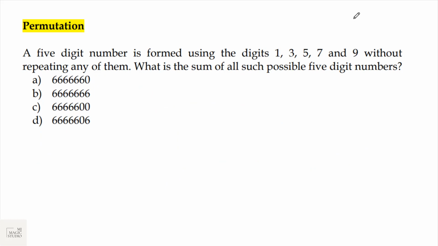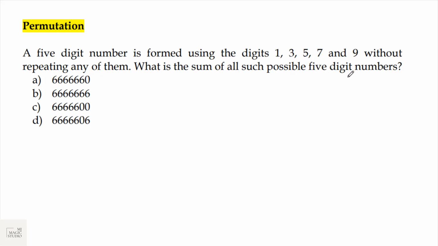Moving on to permutation combination, a classical question on digits. You know the drill. Give it a try. A 5-digit number is formed using the digits 1, 3, 5, 7, 9 without repeating any of them. What is the sum of all such possible 5-digit numbers?